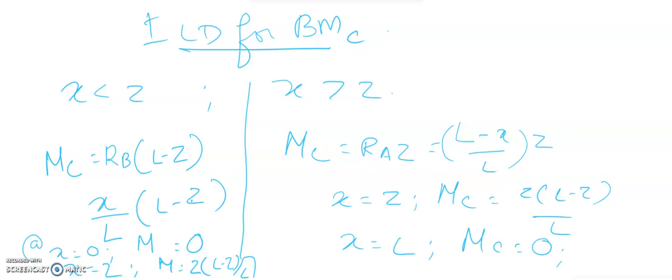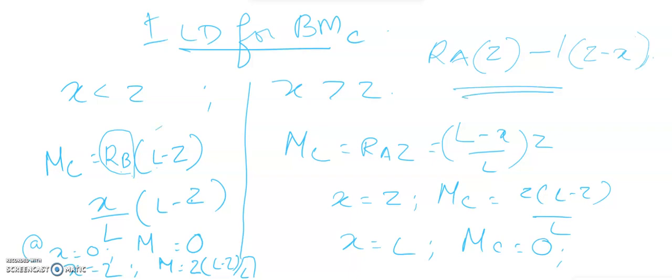Now again I am repeating, this RB into L minus z. You will be thinking how it came as RB into L minus z. It's nothing but, you just write what you will have at the section for this case. It is RA into z minus 1 into z minus x. This is what you will be getting. Right? Upon simplification, you will understand this is the same as this one.